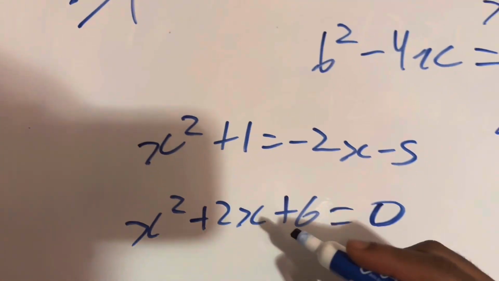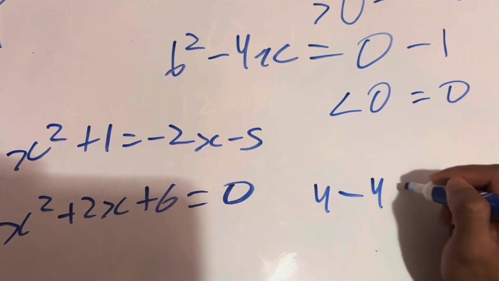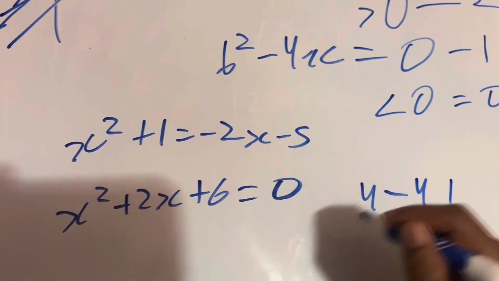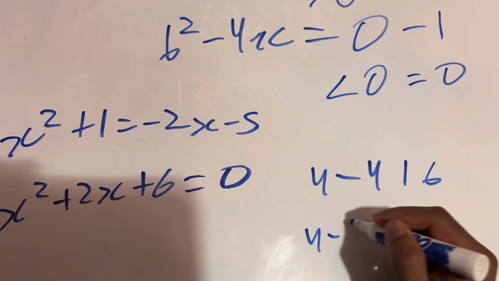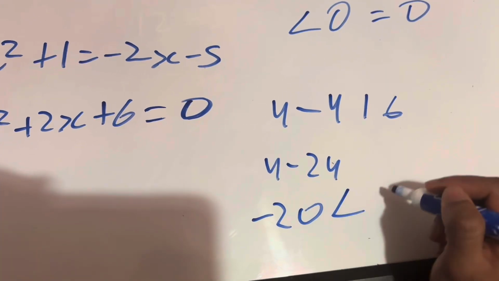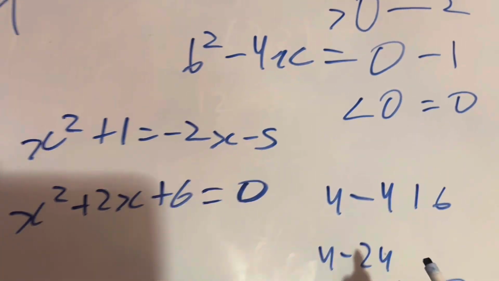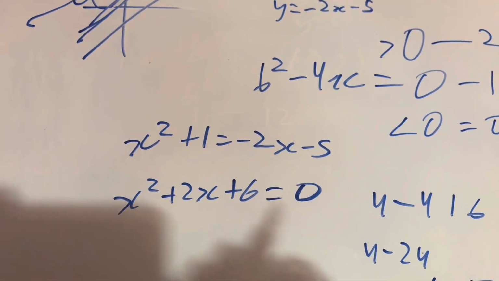So b is just going to be 2. So 4 minus 4ac, so 4 times a, which is going to be 1, and then times c, which is going to be 6, so 24. So 4 minus 24 is going to be equal to negative 20, and that is less than 0, which means that there's no real solutions for that. That's how you do it through discriminants, and yeah.